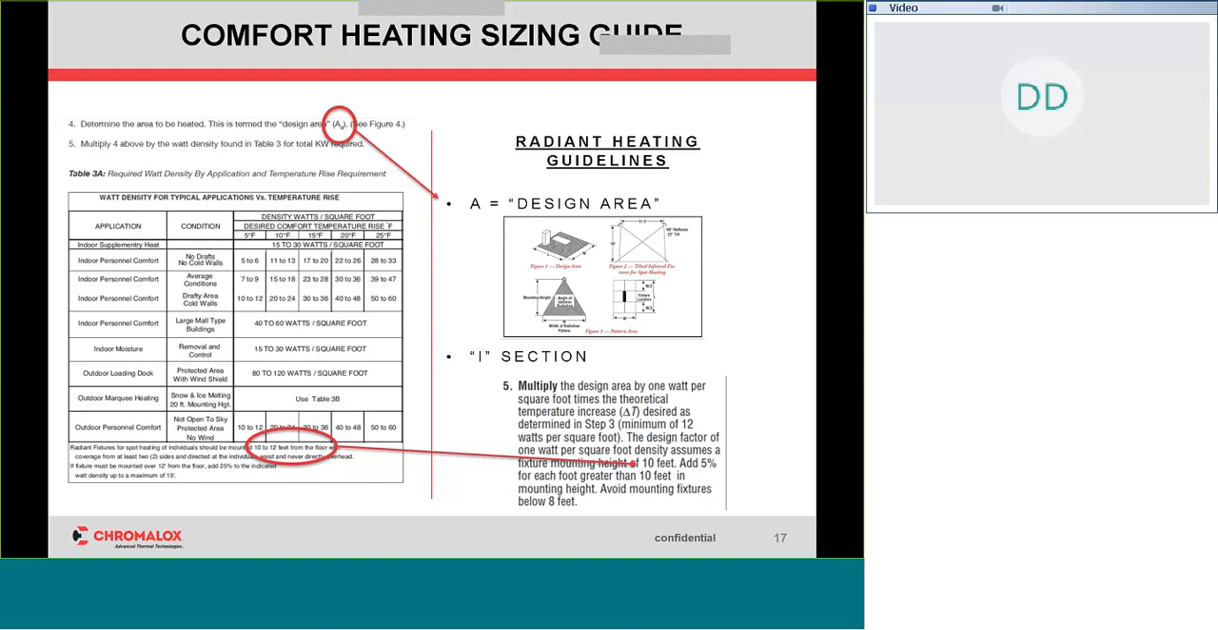The temperature differential desired, meaning if it's a colder area and it's 30 out and you want to make sure that it's 55, 60, you want to get a lot warmer. Obviously, you can see where you're going up into the 30s and 40s, in some cases 60 watts per square foot. I apologize, per square foot. That's what we're measuring the design area in, square feet.